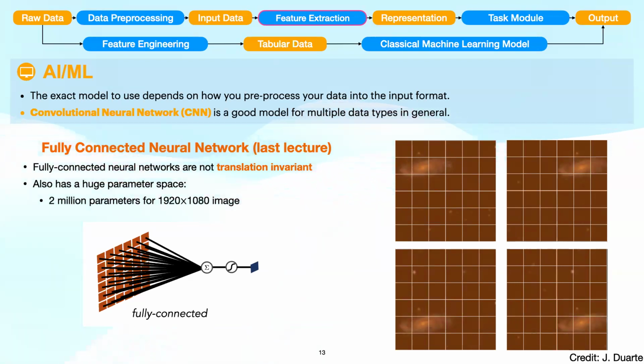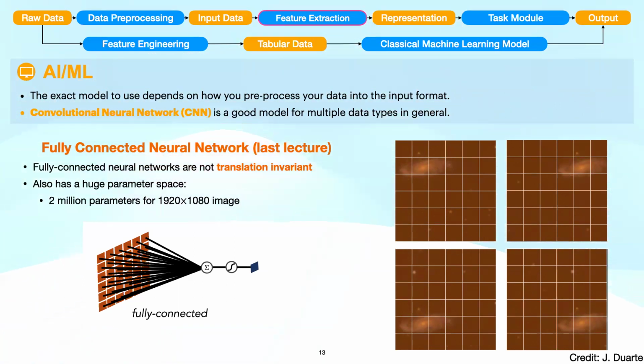Because you are assigning one weight to every single pixel of your image. Therefore, your fully connected neural networks are not translationally invariant, because you are not using the same set of weights to process, to analyze, to look at this image of galaxies.